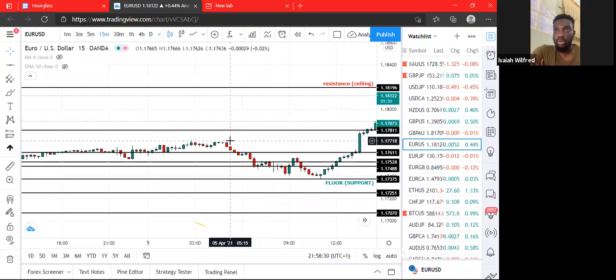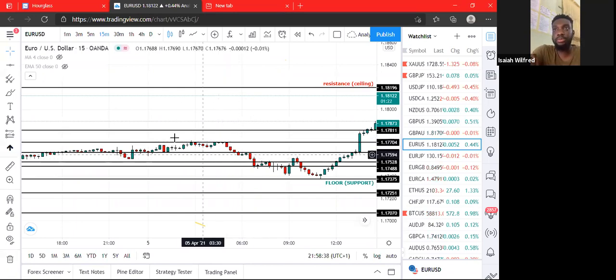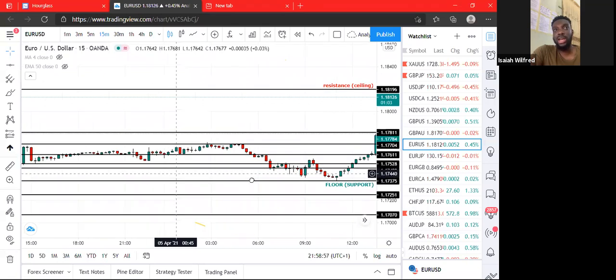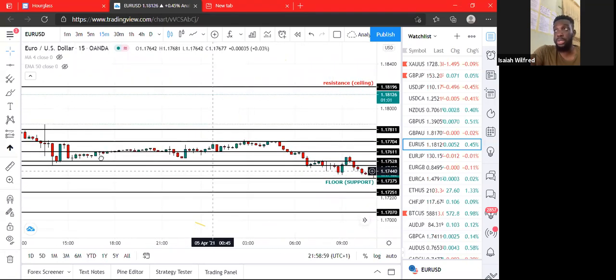So the last place I want to mark up, I think I'll mark up this point here. Here, you can actually see that price came up to this point, hit here, dropped down, came down, hit here again, could not break through. It remained on this resistance line before it started dropping down. So you can actually mark up that point as well. As much as you want to mark up, it depends on you.